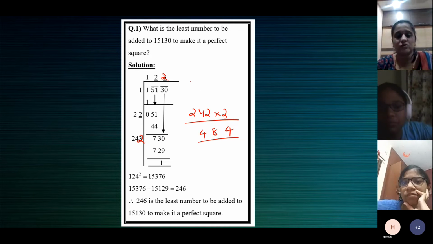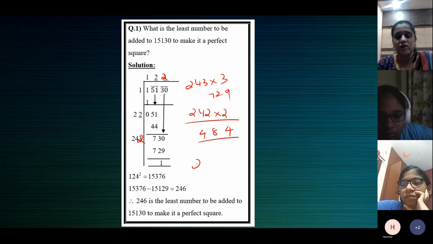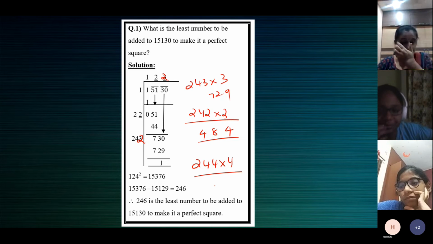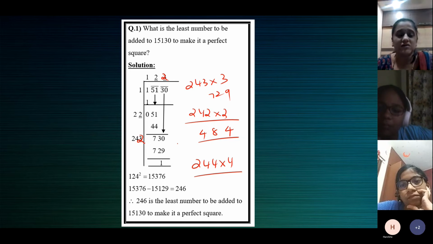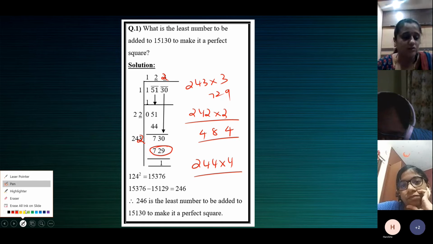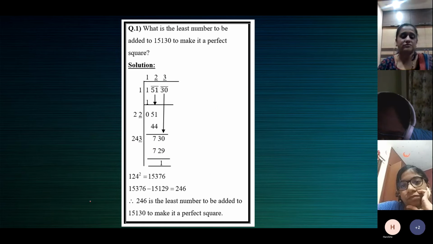You should try the next one. So 243 into 3, which is 729. If you try 244 into 4, that will be greater than 730. So 729 is the precise number, which is 243 into 3. 1 is the remainder.